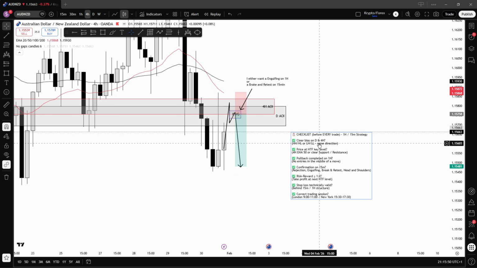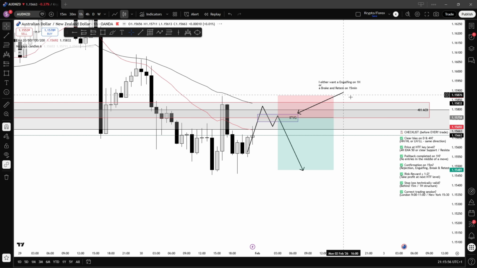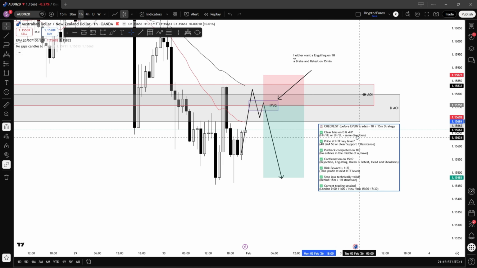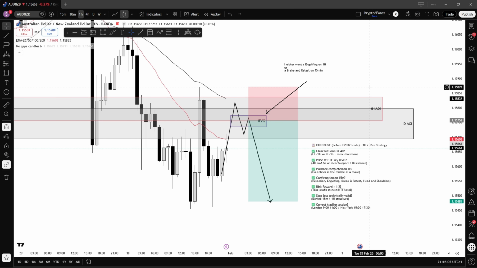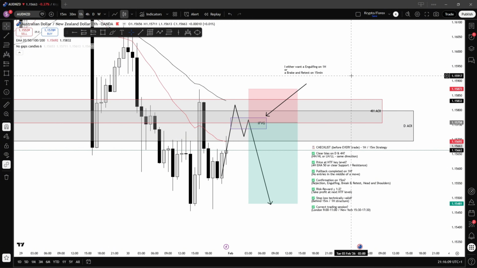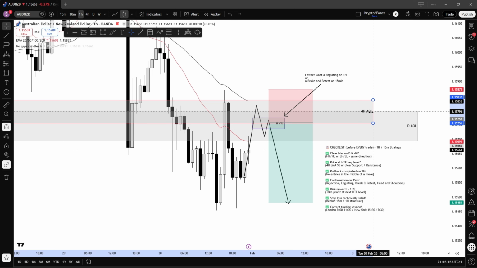We have a clear bias. Now I just need a pullback. The pullback I would like to have on the 1-hour. I either want an engulfing on the 1-hour or a break and retest on the 15-minute, a retest into an inverse fair value gap.